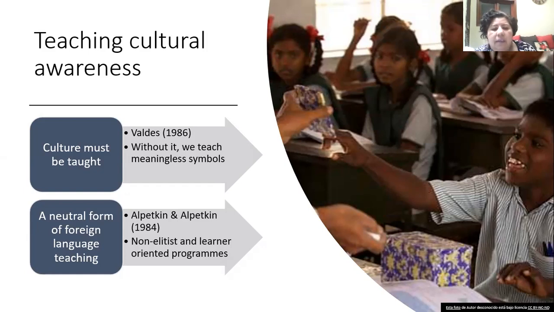And on the other hand, according to Alptekin in 1984, they established that the way of teaching culture is in non-elitist and learner-oriented programs. And then this is a neutral form of foreign language teaching because they consider that there are other elements that can be perceived as, for example, imperialism or something like that. Then people not necessarily must learn culture, but only the language.